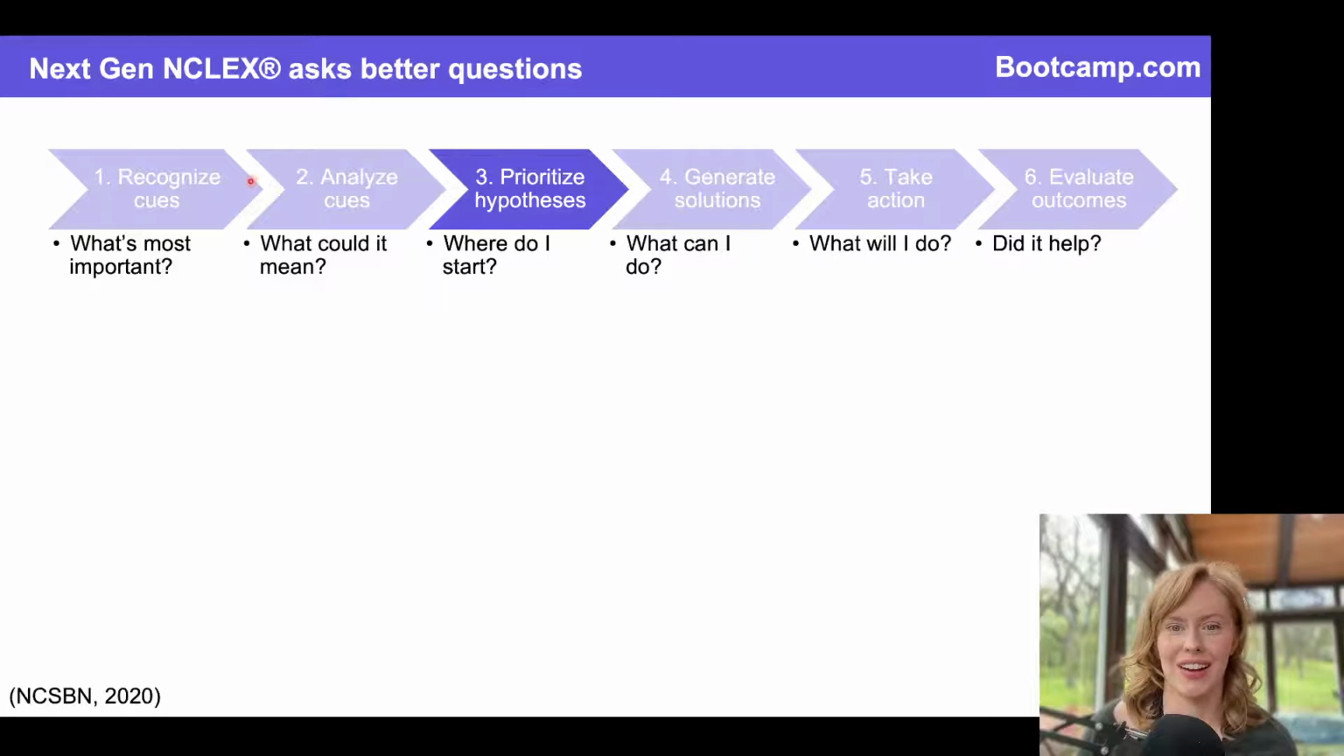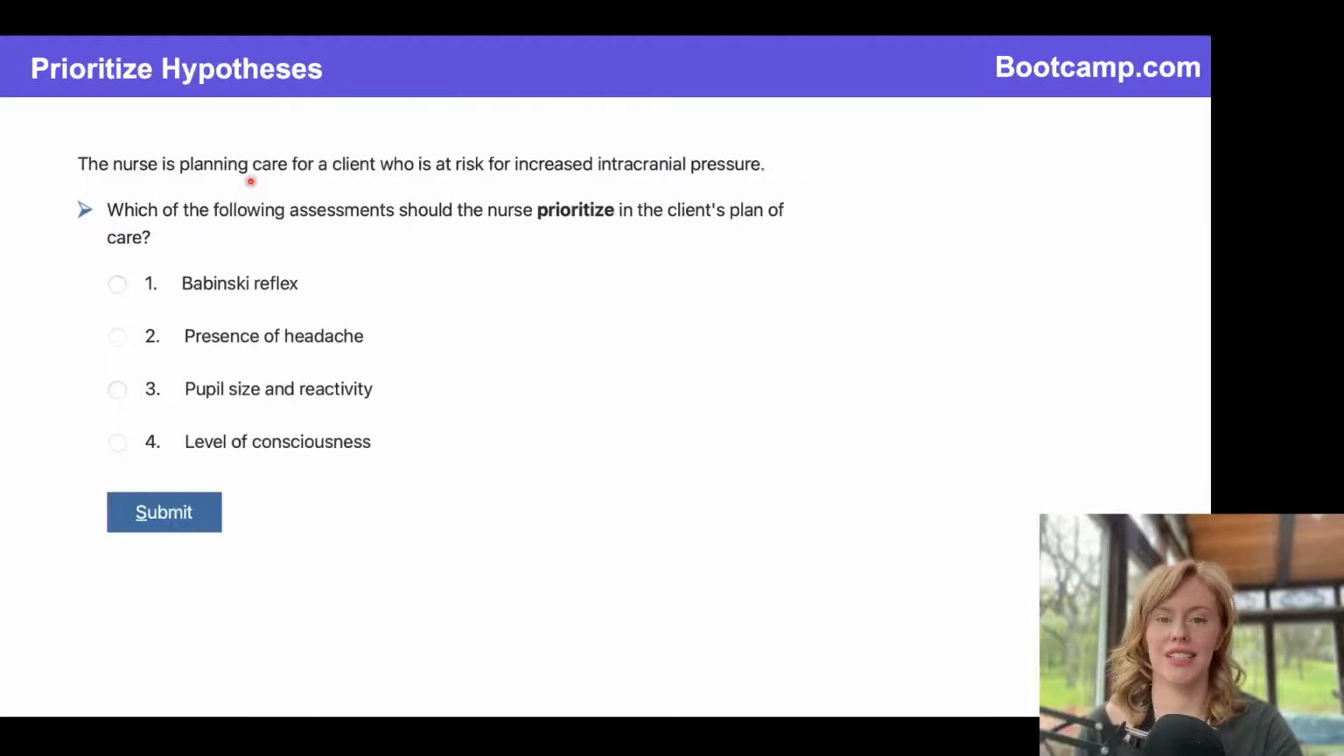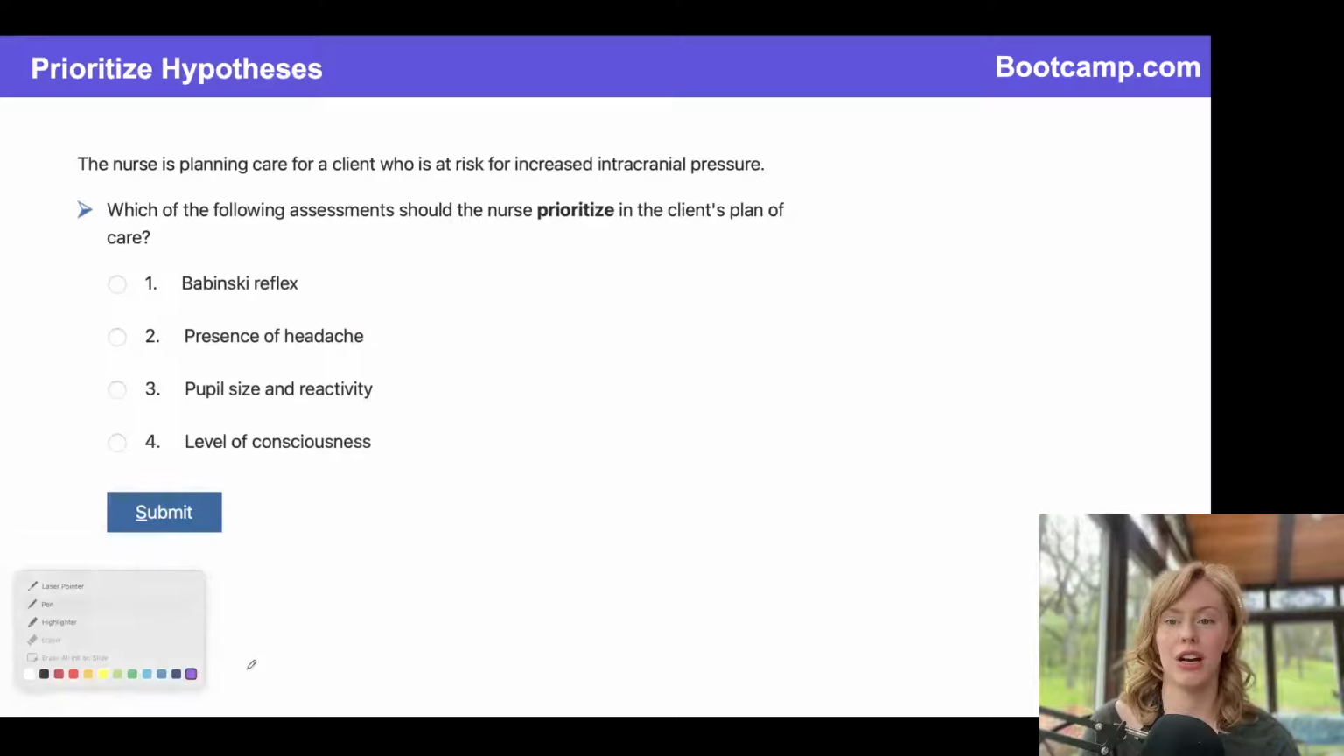I hope some of you guys said an increased ICP, right? When you operate on the brain, you can have some swelling that increases the pressure in the head that can limit blood flow and cause stroke, coma, and even death or seizures, right? So that's our priority hypothesis. So if we have a patient who is at risk for increased intracranial pressure, which then of these assessments should we prioritize in their plan of care?